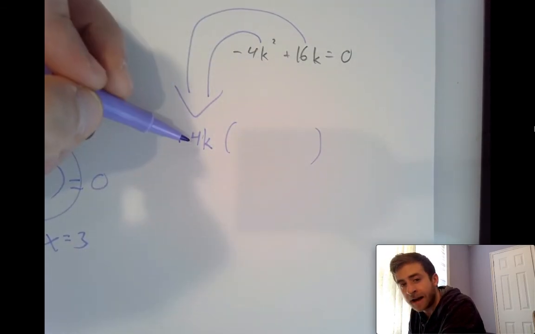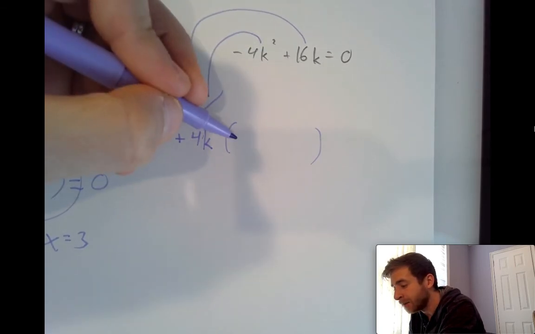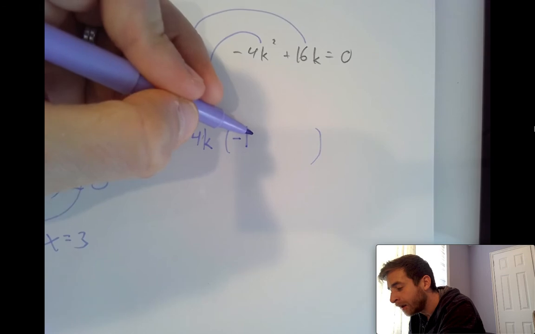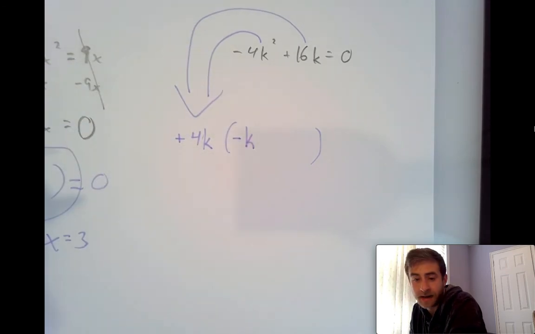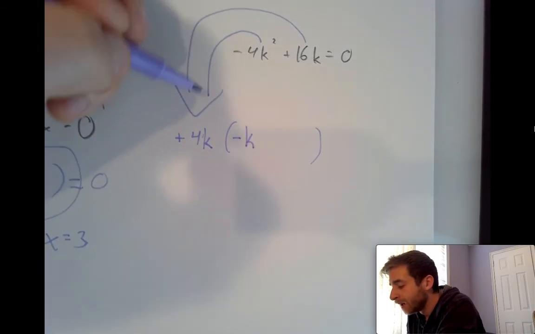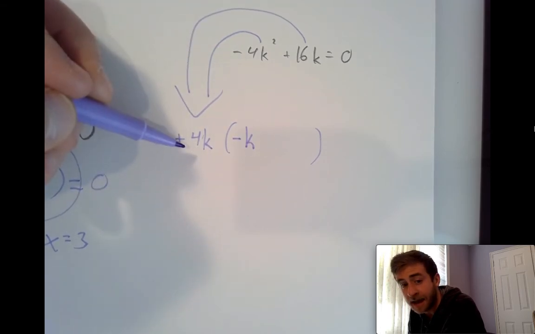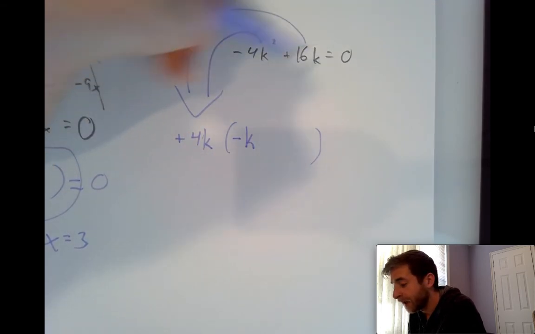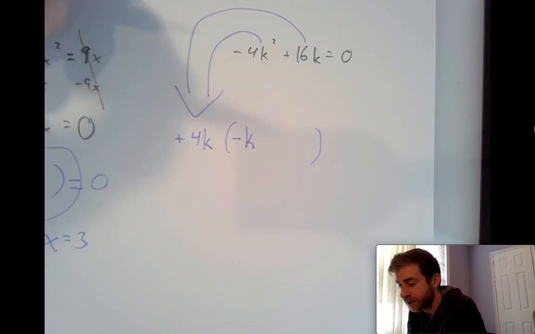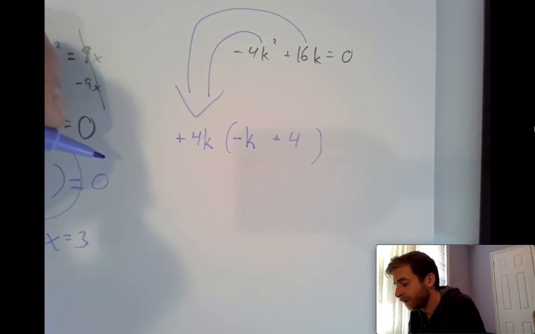Negative 4 divided by 4k. Negative 4k squared divided by positive 4k is going to be a negative 1k or just a negative k, because negative 1k is negative k, it's the same thing, you know. And then 16k divided by 4k, the k's will cancel. I took a k away, so there's no k's left over here. 16 divided by 4 is going to be 4.